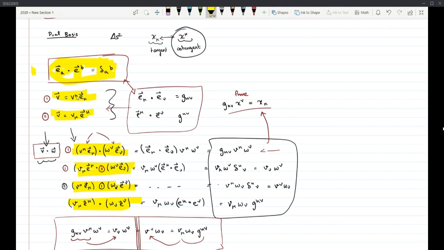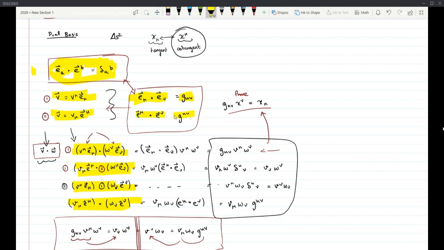You can think of it that way: if you have the basis vectors with the index down, that's in the tangent space, and if you have the basis vectors with the index up, that's in the cotangent space. And you've seen before that if I dot two basis vectors that are in the same space together, that forms my metric.